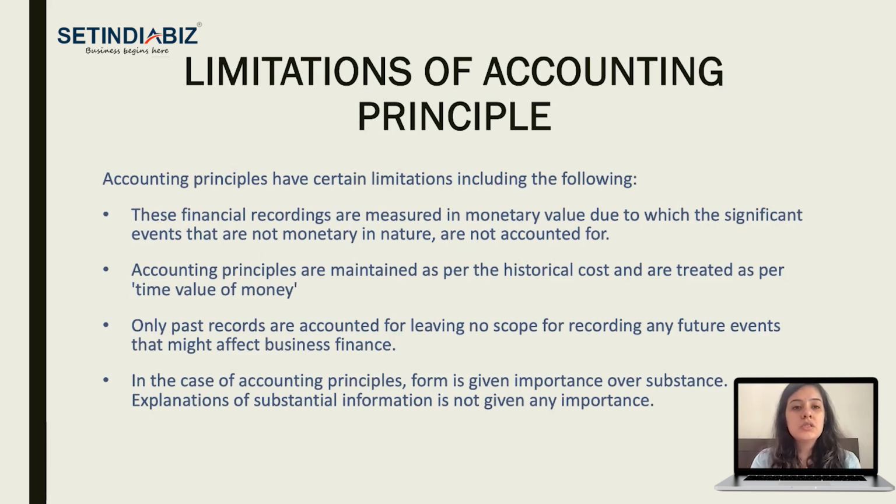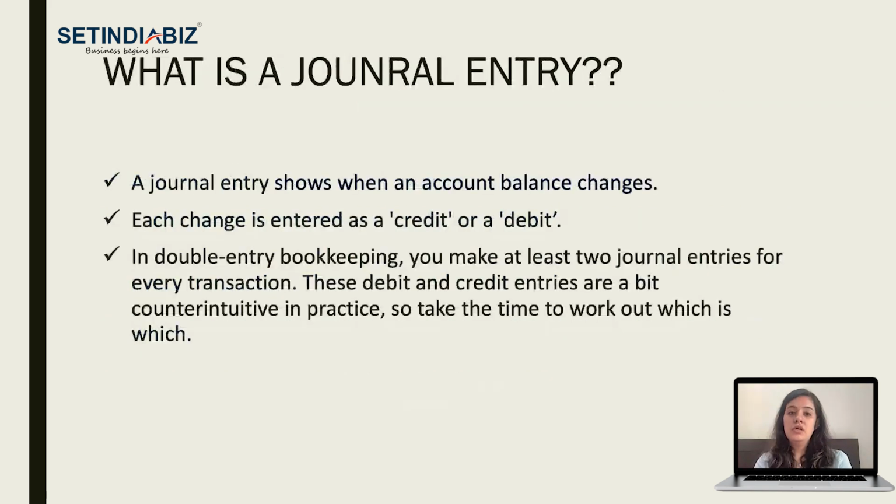So these were all about the accounting principles and the limitations. And now we will move to the journal entry. See, whenever we are recording the financial transactions, we need to have journal entries, ledgers, accounts, right? So we will start from what is a journal entry. A journal entry is an entry which is recording a financial transaction. Now, how we do it, what things are involved, what steps are involved, we will just go through that.